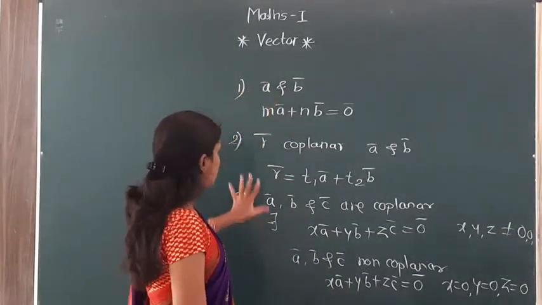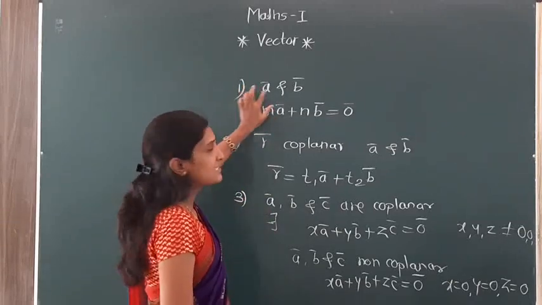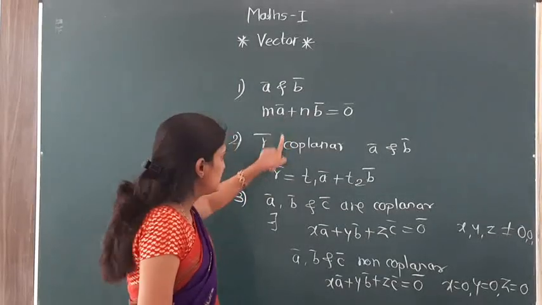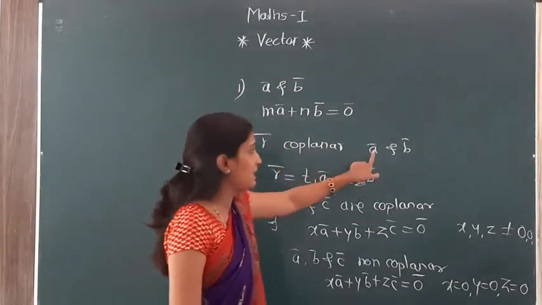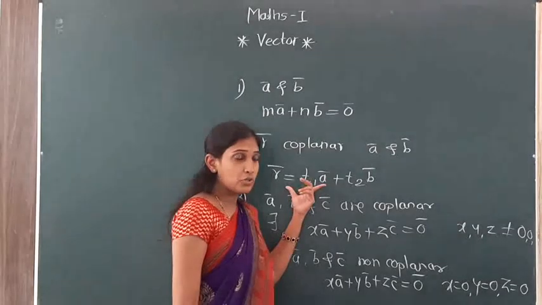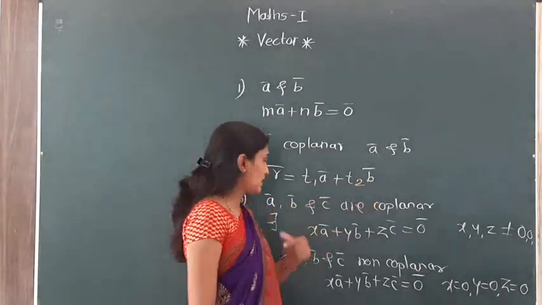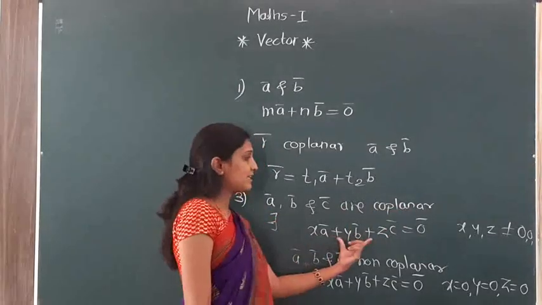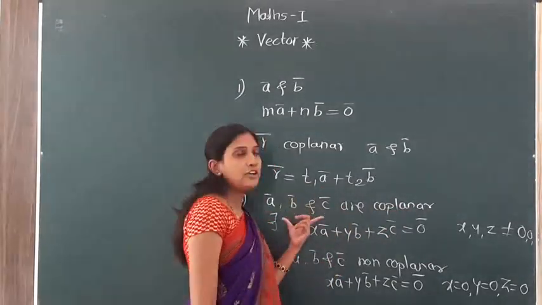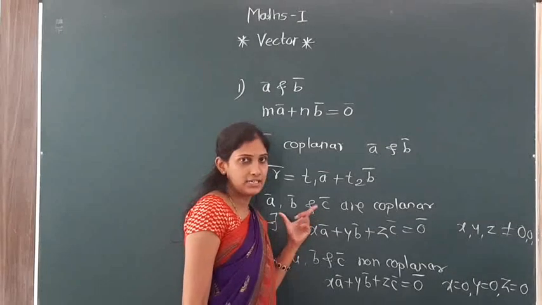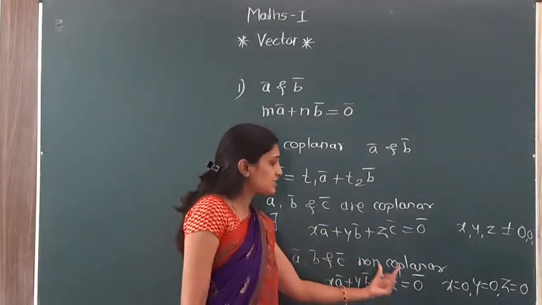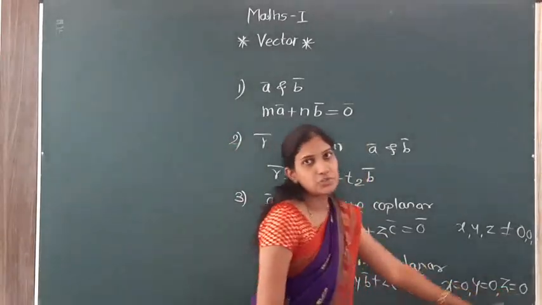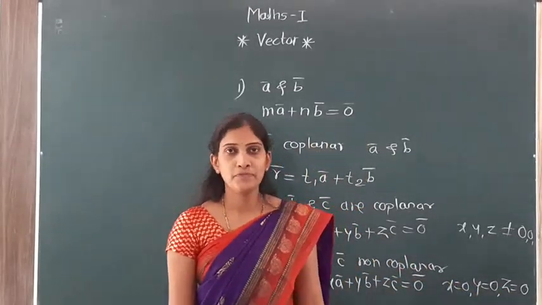So we studied three theorems. First, A bar and B bar are collinear, then m A bar plus n B bar is equal to 0 bar. Second, R bar is coplanar with A bar and B bar, then R bar is equal to T1 A bar plus T2 B bar. And third, A bar, B bar, C bar are coplanar, then there exists a linear combination of these three vectors A bar, B bar and C bar, and its corollary: if non-coplanar, then x is equal to 0, y is equal to 0 and z is equal to 0.